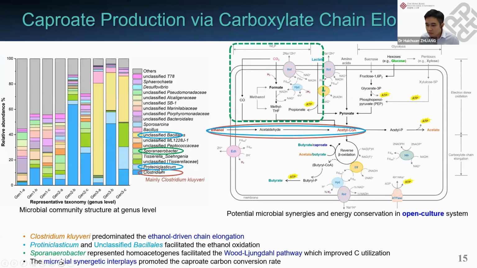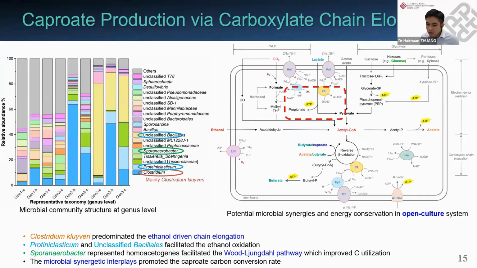Then we found some sporulating anaerobic bacteria, which represent homoacetogenesis, facilitated by the Wood-Ljungdahl pathway. This pathway can convert carbon dioxide into formate, and then further into acetyl-CoA. This product can go into our reverse beta oxidation pathway. This means these bacteria also help to improve our conversion efficiency in this system by utilizing all the electrons and the carbon. So the microbial synergy promotes the overall caproate carbon conversion rate, which makes the fermentation result reach our target.